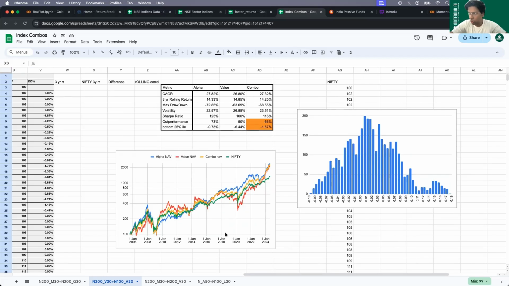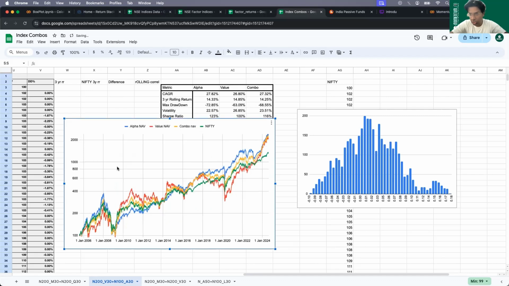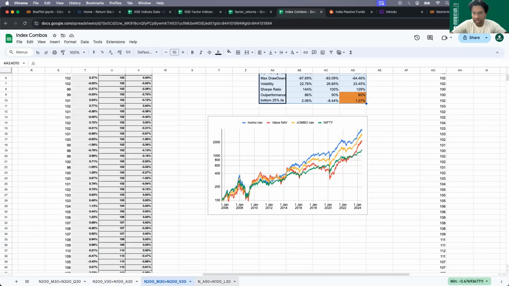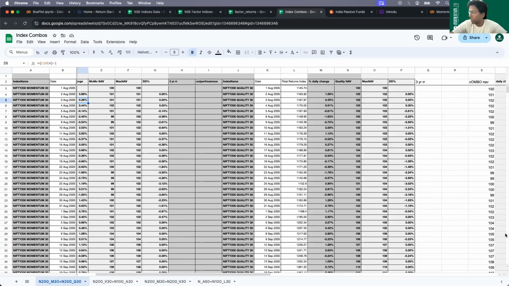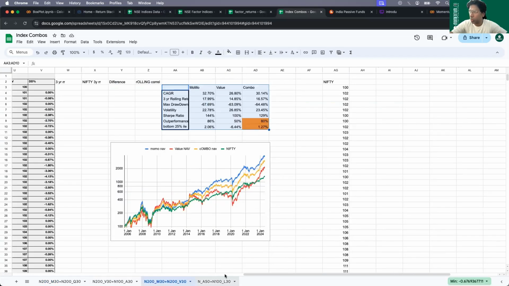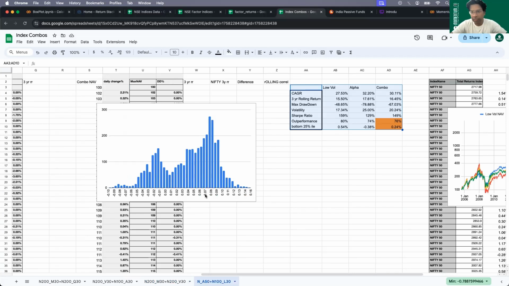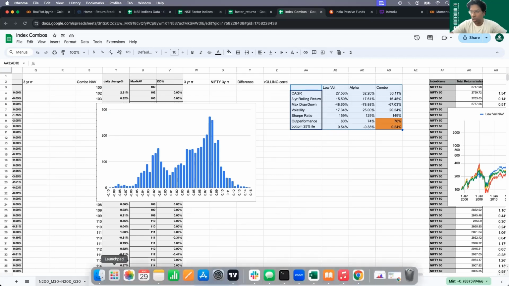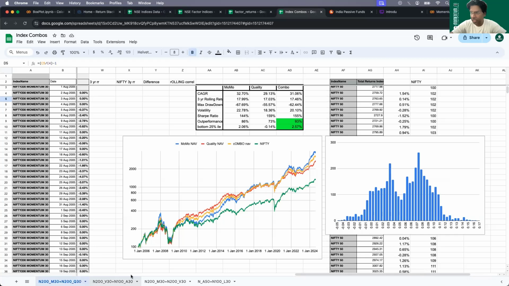Now, one thing that I've noticed, I wanted to show you that in all of these excess return distributions of combo NAVs, whether it be value plus alpha, momentum plus quality, value plus momentum, or low volatility plus alpha, this distribution is not normal. It is a bimodal distribution, meaning it has two distinct peaks. It usually means that it has been juxtaposed by two normal distributions. Because of this nature of these distributions, I have tried to see which market regime was producing which alpha. To explain that, let's take the case of value and alpha.